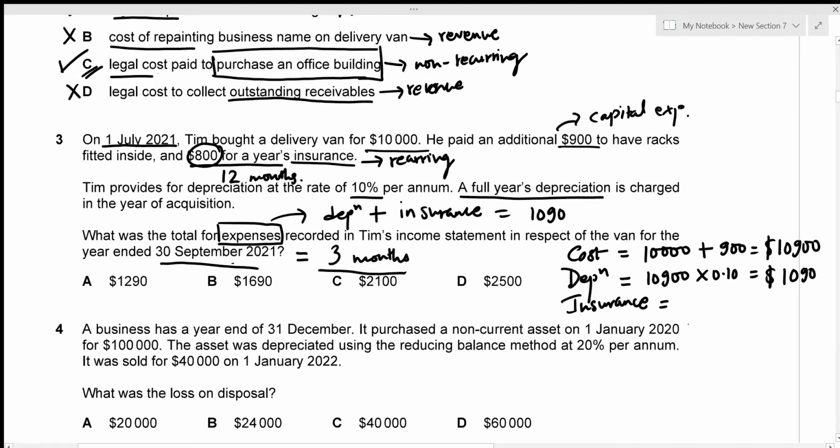So it is very easy if you calculate it using the unitary method. So that's just going to be 800 into 3 by 12, which gives us the insurance cost for this year at 200. And we're going to add that to the total expenses. So this gives a total expense of 1,290, which is given in option A. That's going to be our answer.